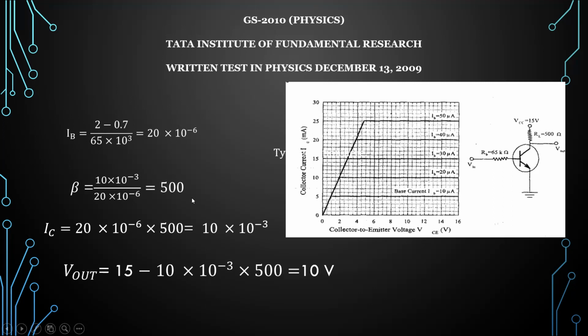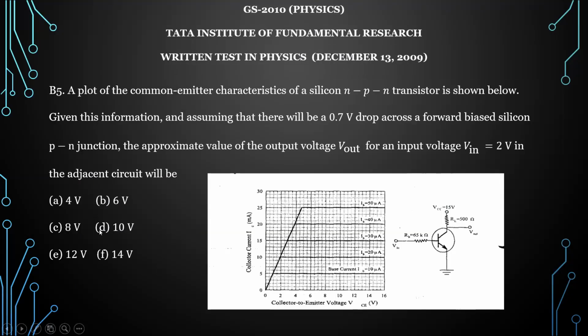So now the beta is 500, IC is 10 milliampere, and now this 10 milliampere current is flowing across the RL. So we can find the drop across the RL. VCC minus this drop, the remaining will be the V output. So V output will be 15 minus this drop across RL, and this gives you the answer 10 volt. So 10 volt is your option D. So option D is the correct answer for this question.